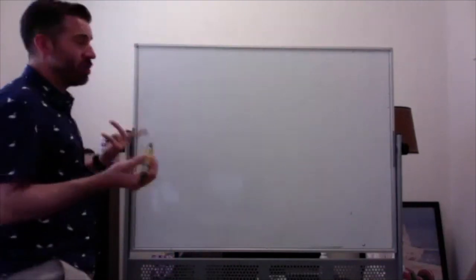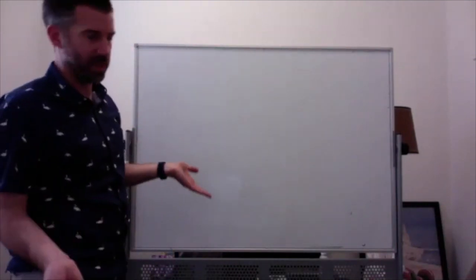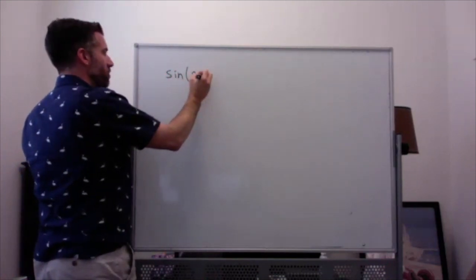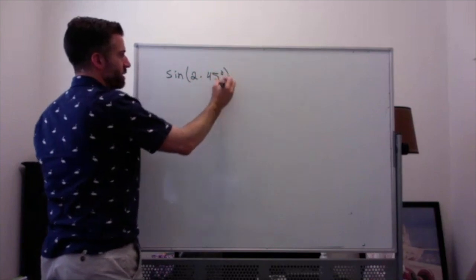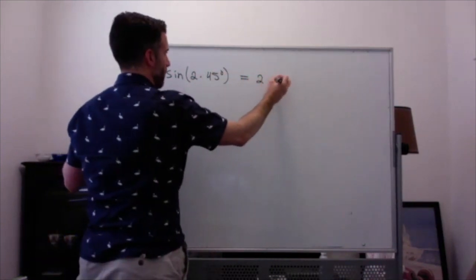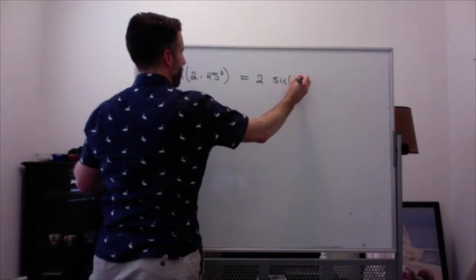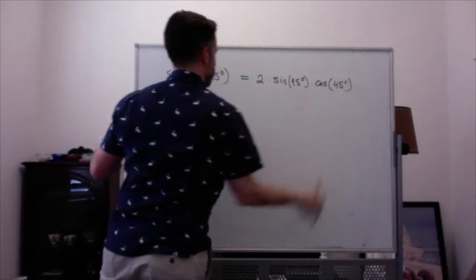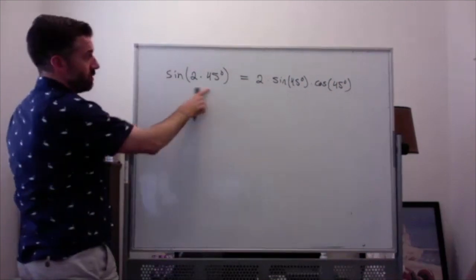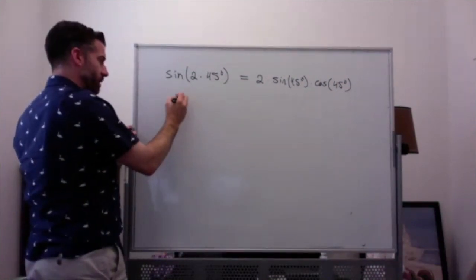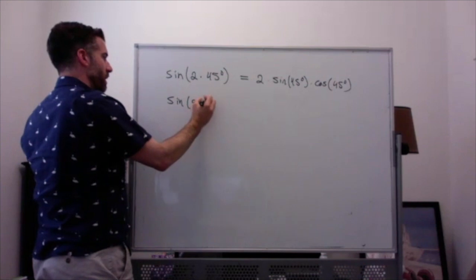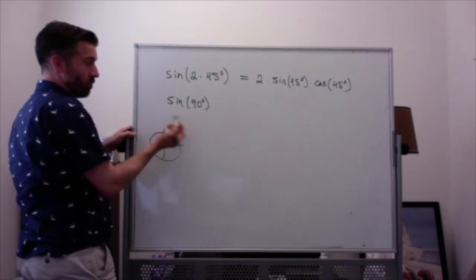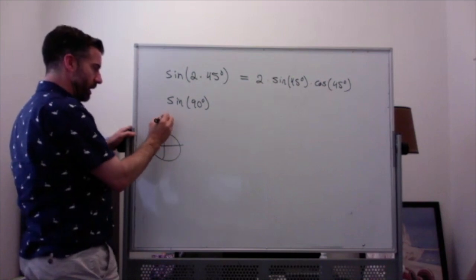So for example, we could use the double angle formula to see something is true. I could see that sine of 2 times 45 degrees is equal to 2 times sine of 45 degrees times cosine of 45 degrees. This is true. 2 times 45 degrees is 90 degrees. And sine of 90 degrees, using the unit circle, I'm up here at 90 degrees, or pi over 2 radians, right? Either way you like to slice it.